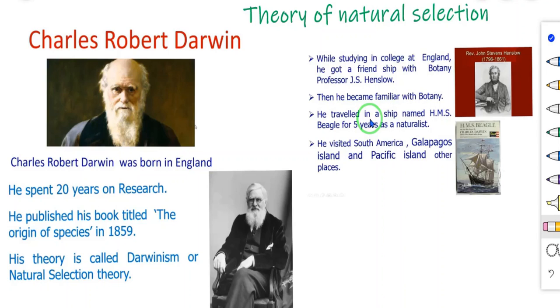Dr. Henslow was asked to nominate a young naturalist for the voyage. Darwin was given the opportunity. During his 5 years voyage, he visited many parts of the world, a number of islands including the Galapagos Island and Pacific Island. So he visited South America, Galapagos Island, Pacific Island and other places also. Darwin made elaborate observations on the nature of the land, plants and animals of the regions he visited.